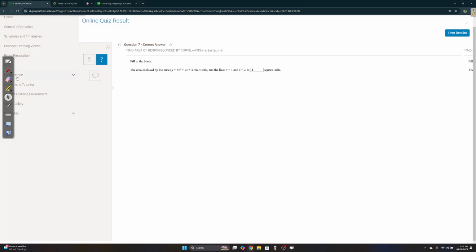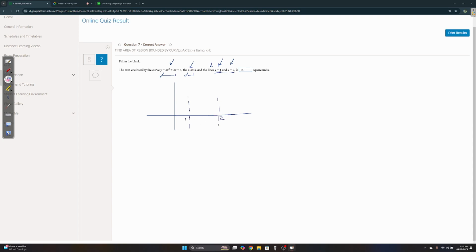Question 7. The area enclosed by the curve 3x squared plus 2x plus 4, the x-axis and the lines x equals 1 and x equals 2 is something square units. Here, they gave you the curve, they gave you the x-axis, and they gave you x equals 1 and x equals 2. When we say lines x equals 1, x equals 2, that means they gave you your bounds. So between x equals 1 and x equals 2, that's your bound. Okay? So let's see here, 3x squared plus 2x plus 4, the x-axis. What do we do? We integrate. Our bounds are 1 and 2.